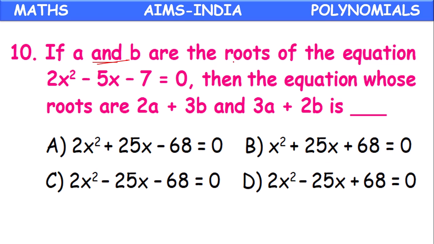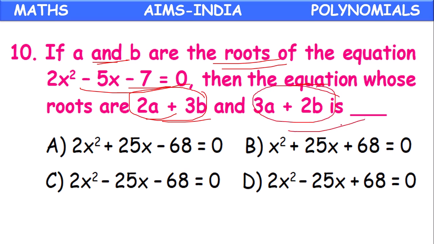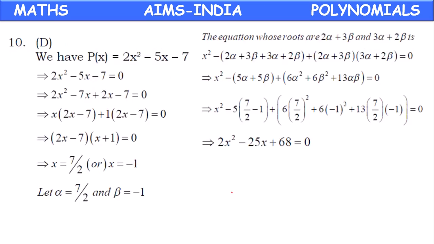Next one. If alpha, beta are the roots of the equation, then the equation whose roots are 2a plus 3b and 3a plus 2b is how much? So here, let the given expression be p of x. In the given expression, the middle term minus 5x can be split into minus 7x plus 2x such that sum is equal to the middle term, product is equal to the x square coefficient and constant term. Like that, we can split the middle term as we have done in factorization.